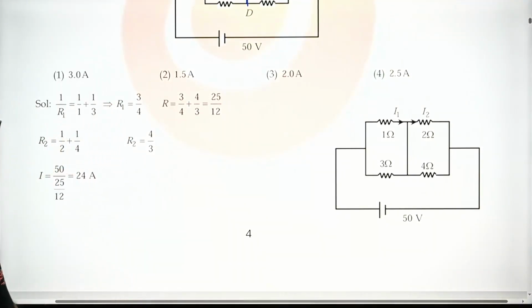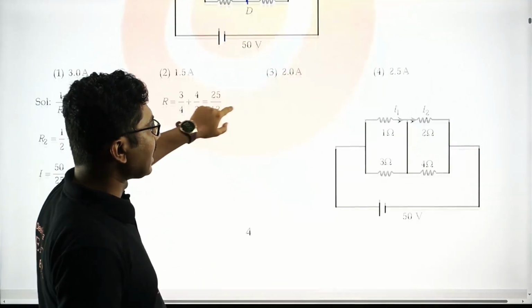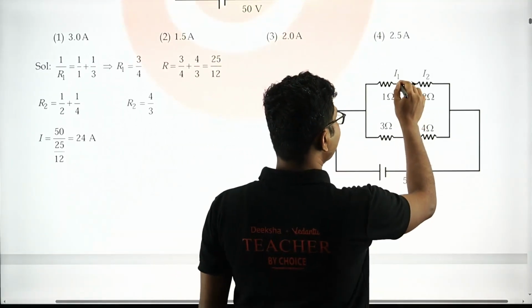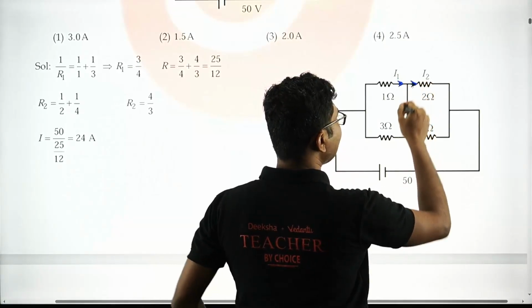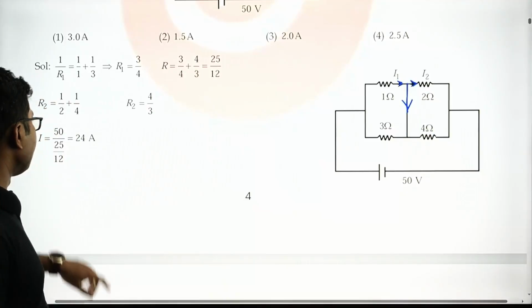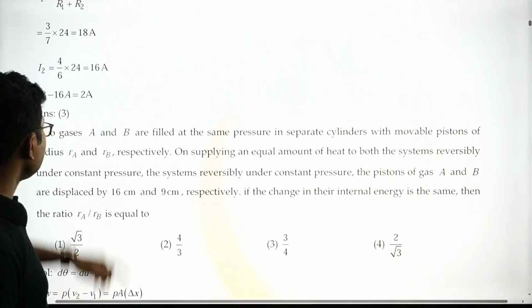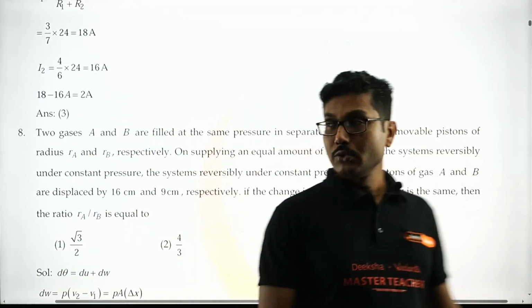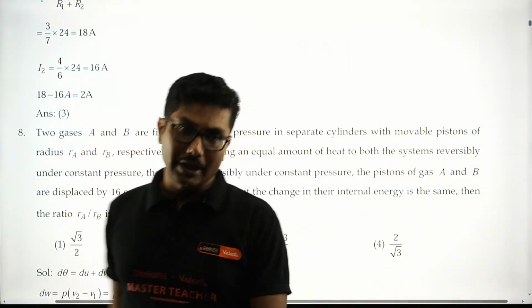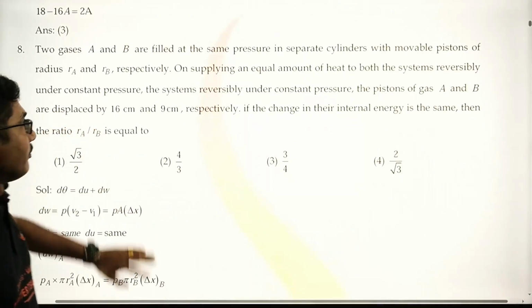So you can solve it. First of all, you have to calculate what is the resistance R1, what is the resistance R. Then you can calculate whatever is the current coming from this side, I1, whatever current is leaving, I2, and the remaining I1 minus I2 passes through this region. And if you solve it, you'll get 2 ampere. The correct answer will be 2 ampere, that is, option 3 is correct. This is a slightly tricky and difficult question. This is not so easy a question to solve.